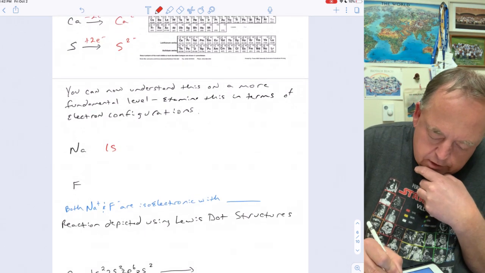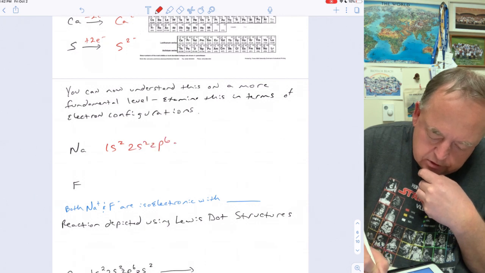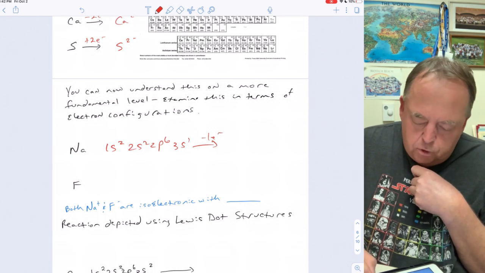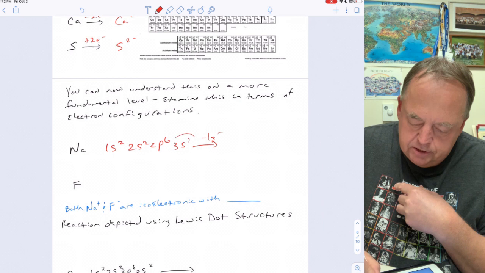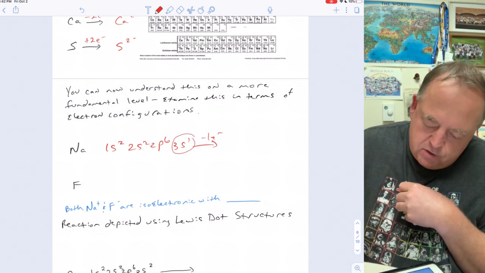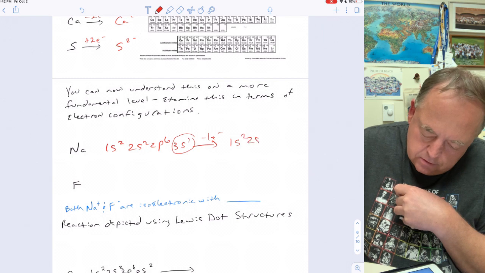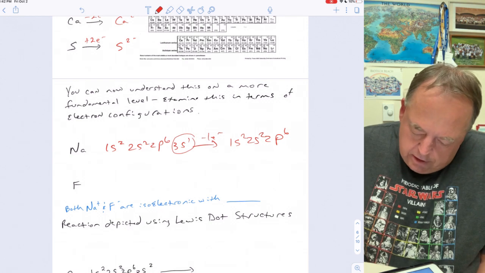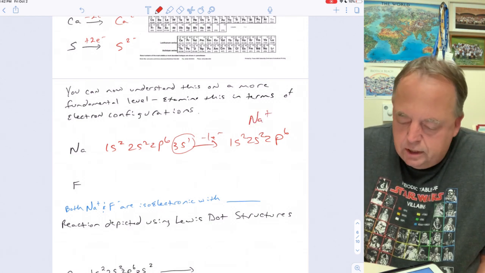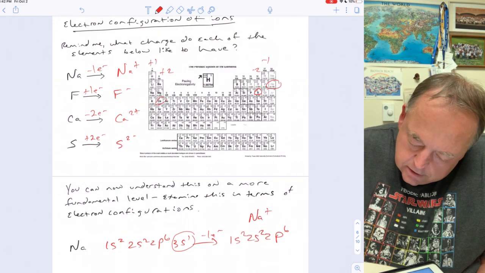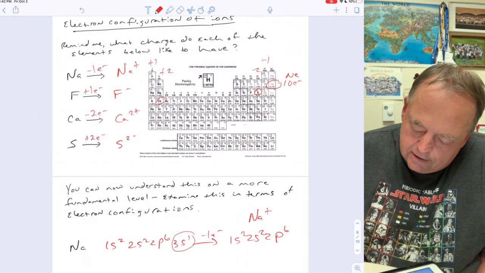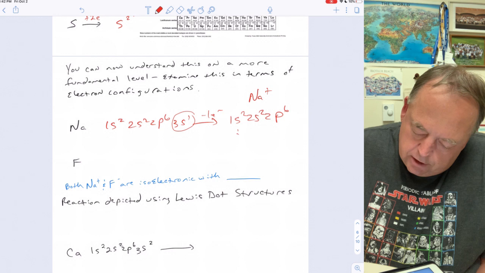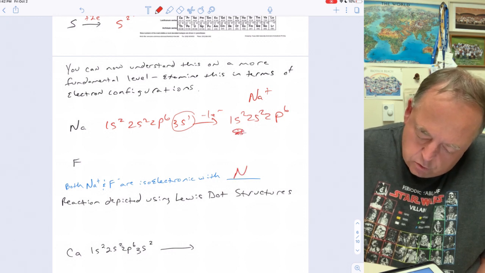Okay, so sodium is 1s2, 2s2, 2p6, 3s1. So if it loses 1 electron, which one do you think it loses? Well, it's going to lose the one that's less tightly held by the nucleus, and that's going to be the one in the outermost shell. So that's going to be the 3s1, right? So it's going to lose that electron and be 1s2, 2s2, 2p6. And so then that would be Na+, right? So what else has 10 electrons? Well, neon has 10 electrons, a noble gas. So by losing 1 electron, now it has a noble gas electron configuration. So it's isoelectronic with neon.